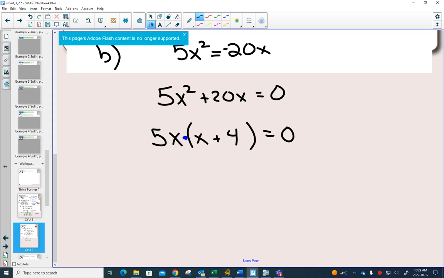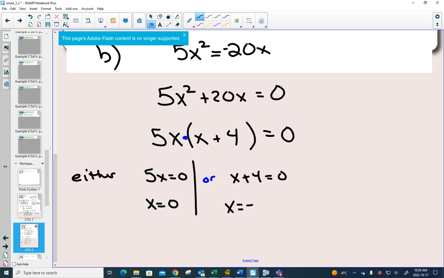So when we split this up, this means that either 5x is equal to 0, or x plus 4 is equal to 0. Can 5x ever equal 0? What would x have to be? 0. Can x plus 4 ever equal 0? Yes. What would x have to be? Negative 4. So this one has two solutions.